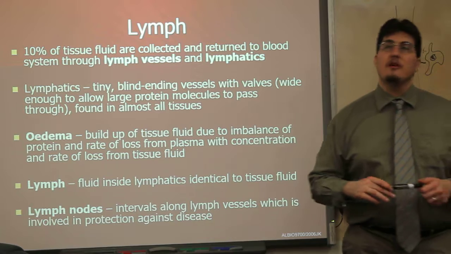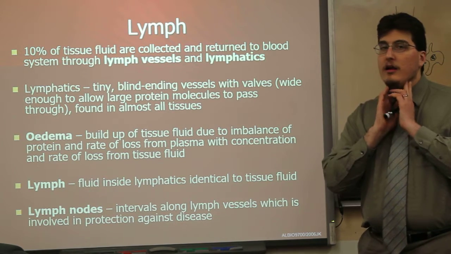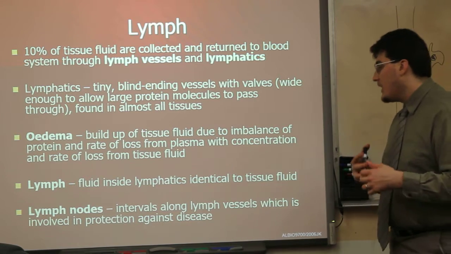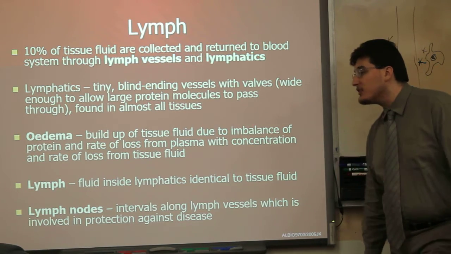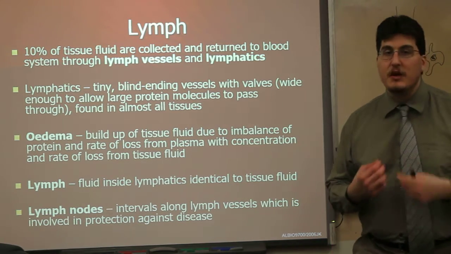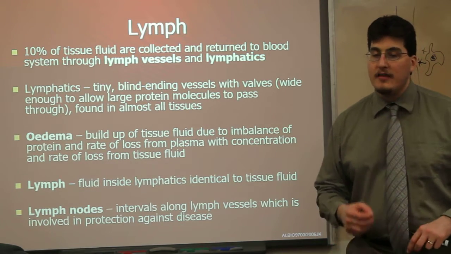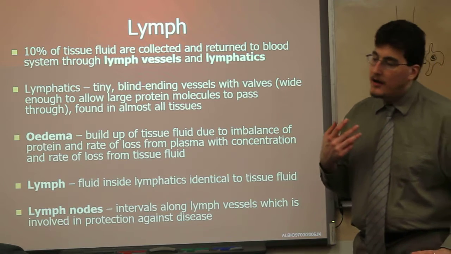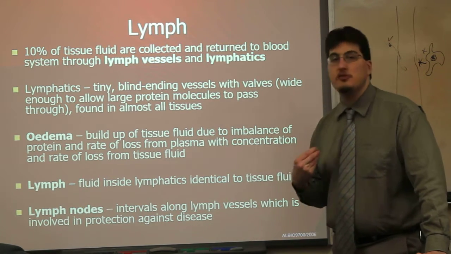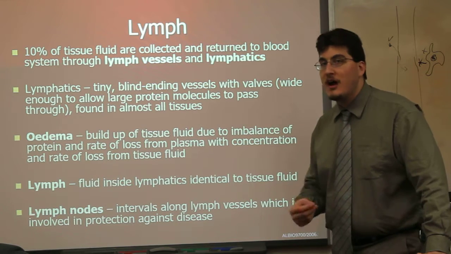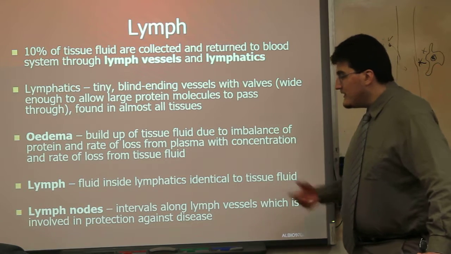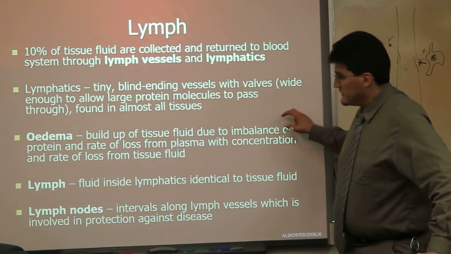And lymph nodes are those nodes along your lymphatic vessels that are involved in protection against disease. You have these lumps of tissue along there that will have a lot of immune cells within them that are tasting this tissue fluid and deciding whether or not to respond in an immune way. So these lymph nodes are found at various stages.